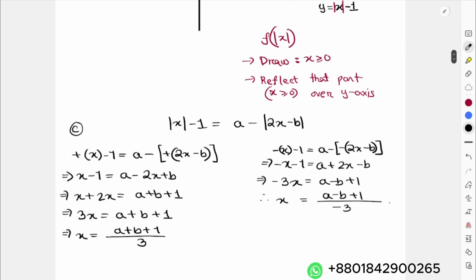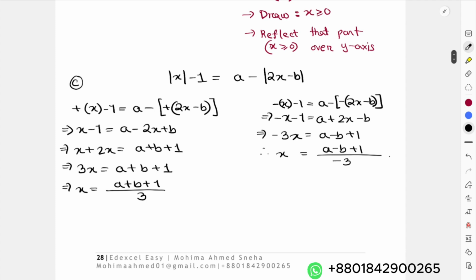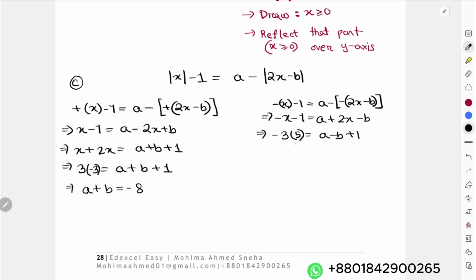So if I can insert minus 3 here, from there I'm going to get a solution. If I get minus 3 here, then I'm going to get minus 9. Take this one to the right hand side, we get a plus b equals minus 8. And from there also, if I insert 5, it's going to be 15 minus 15 minus 1, this is minus x minus 1 plus 2x. So if you take this to the right hand side, it's going to be positive 15.